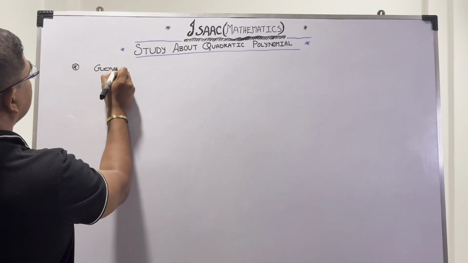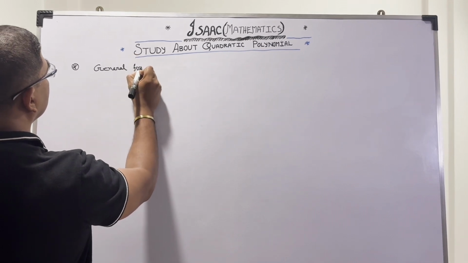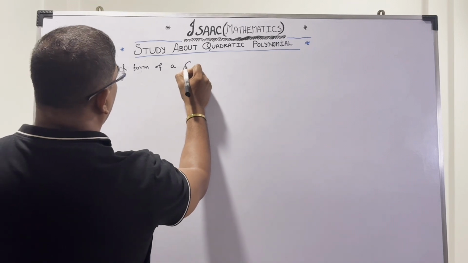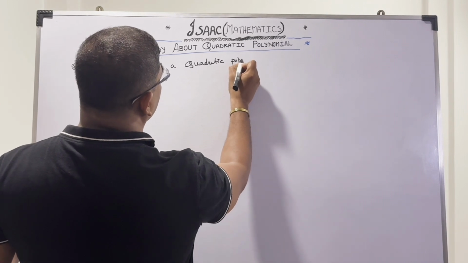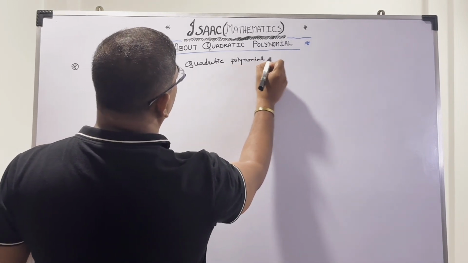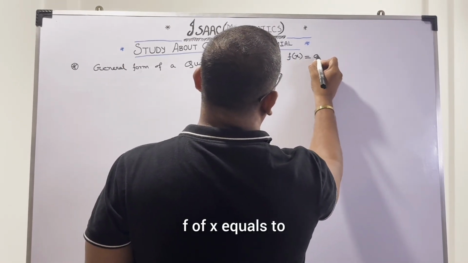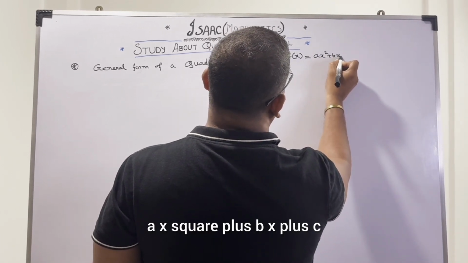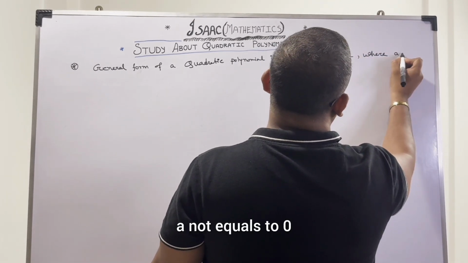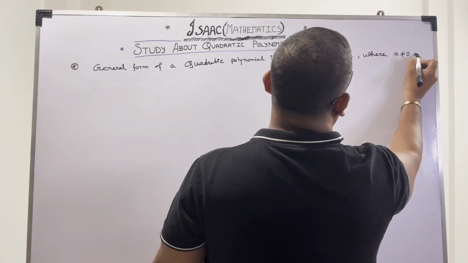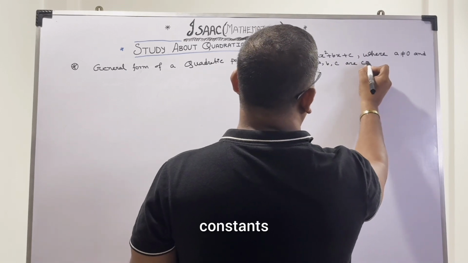General form of a quadratic polynomial is f of x equals ax squared plus bx plus c, where a not equal to 0 and a, b, c are constants.